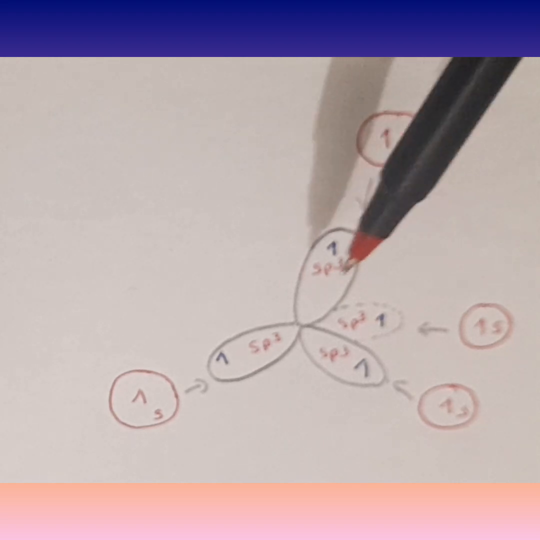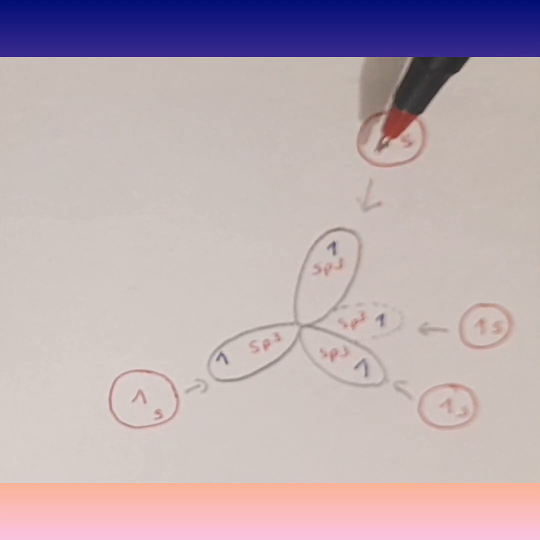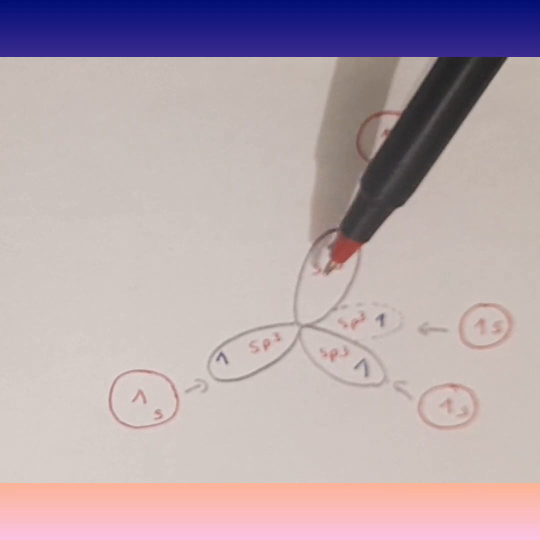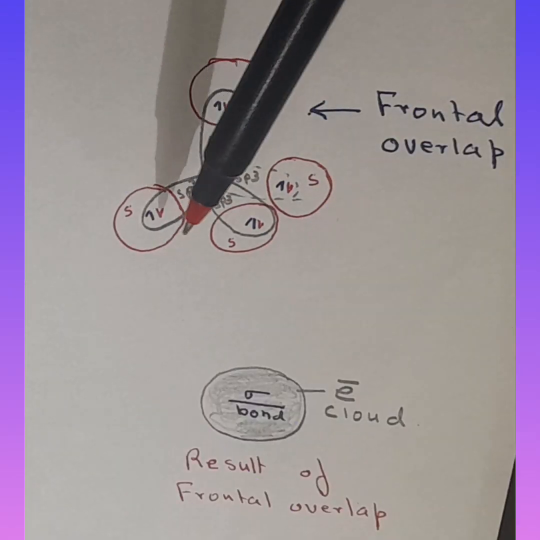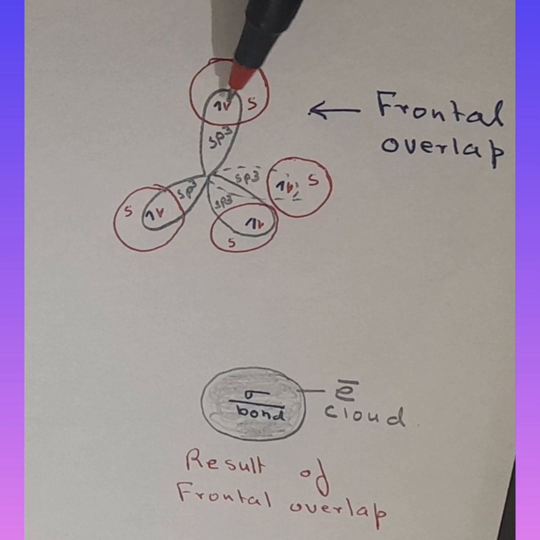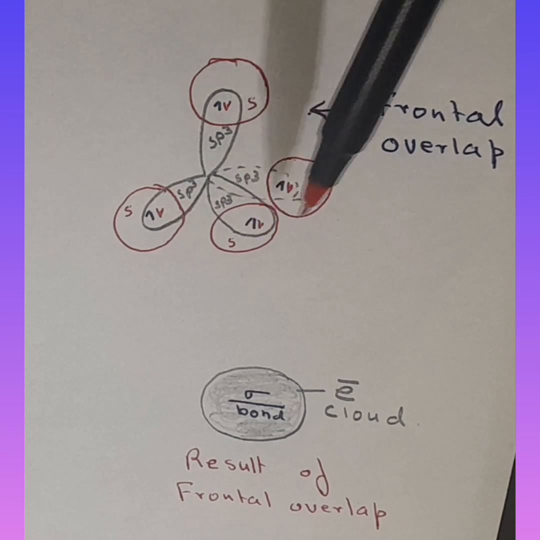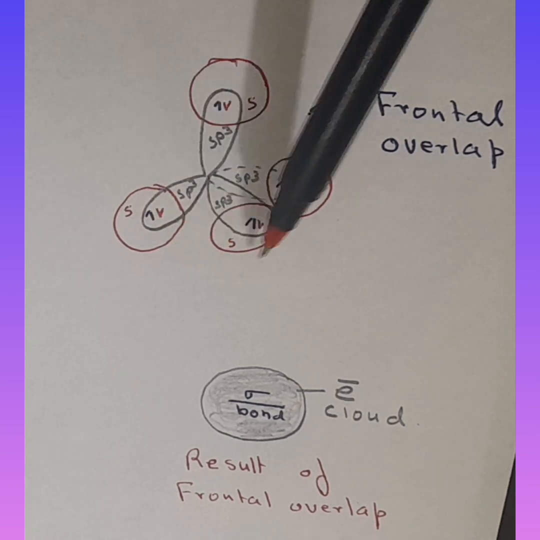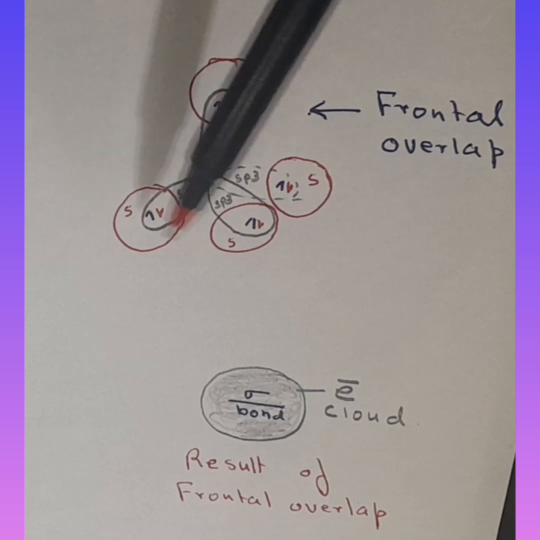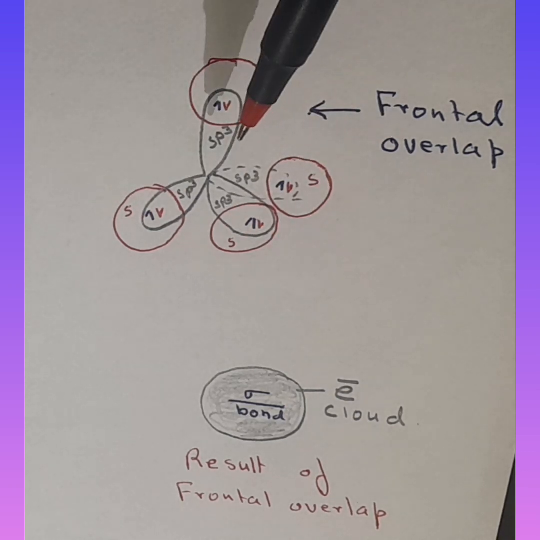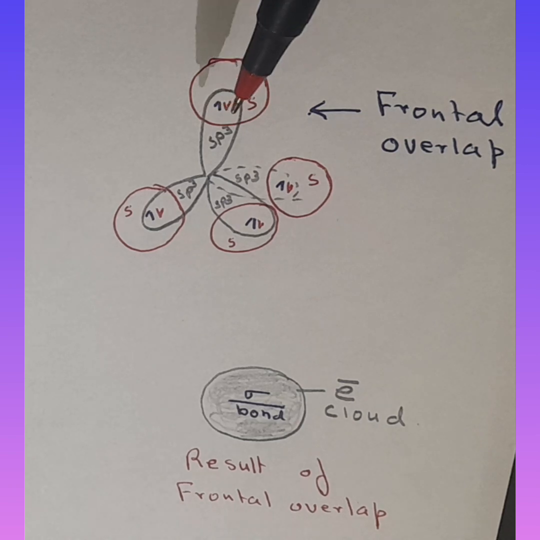attacking like this, and this overlap is a frontal overlap, sp3 s frontal overlap. So this is what happens ultimately. Hydrogen gets its duplet by sharing, the red one corresponding to hydrogen and the other one corresponding to carbon. So it's all frontal overlap. And so 1, 2, 3, 4, 5, 6, 7, 8: carbon is satisfied with its octet, hydrogen satisfied with its duplet via frontal overlap.